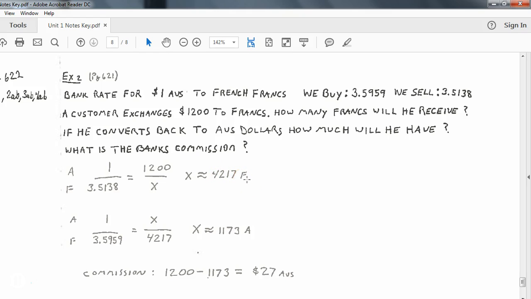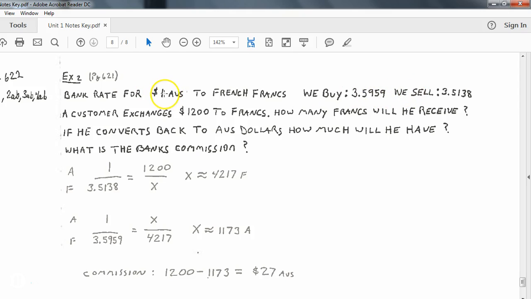He took his Australian dollars, his 1,200 Australian dollars, he exchanged them for 4,217 francs. Well, right away he says, no, I need to convert my money back into Australian dollars. And so if he were to just immediately walk right back into the bank and turn his money back around into dollars, how many Australian dollars would he now have? And so if you look at what's taking place now, you got to keep in mind that this is what the bank is doing. So this is always from the bank's point of view.